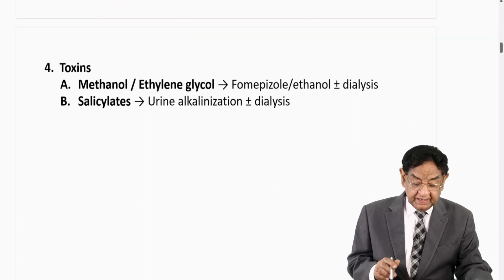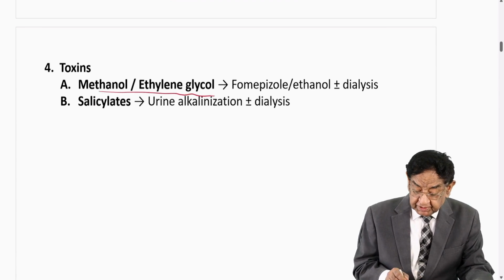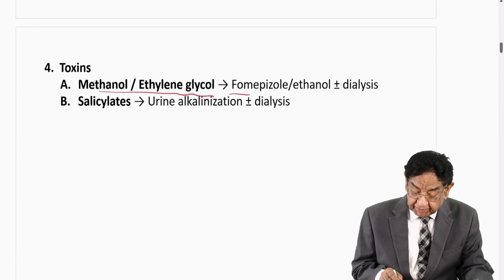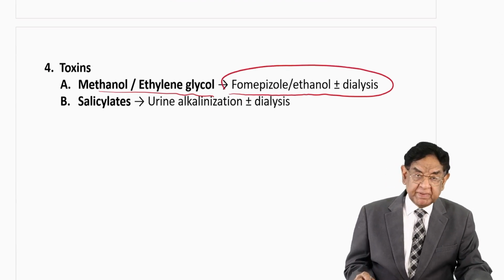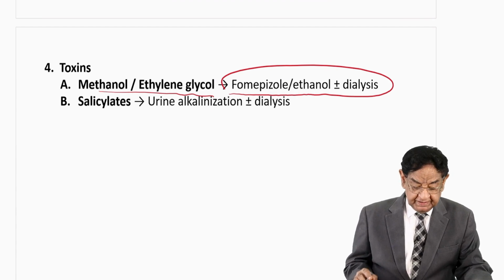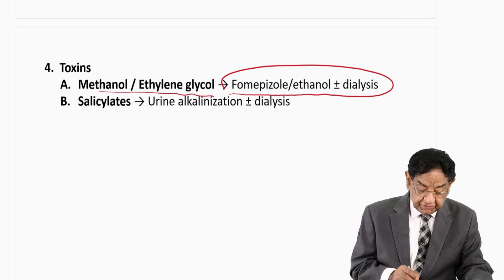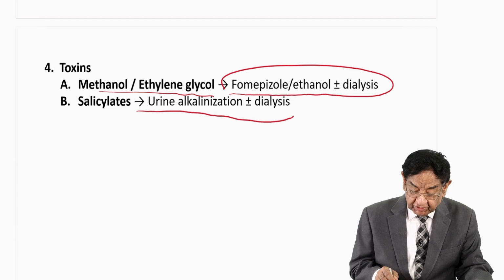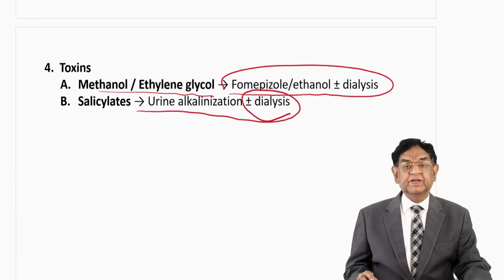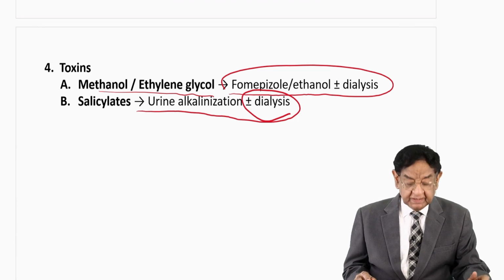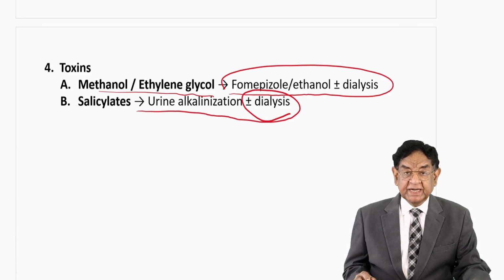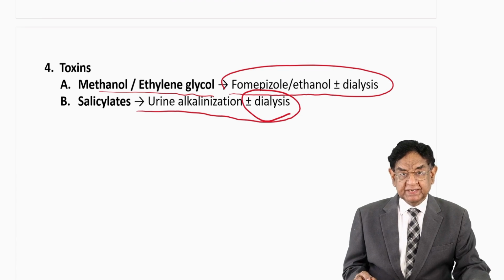Toxins like methanol or ethylene glycol. In this case, you can give fomepizole or ethanol plus dialysis, depending on what type of poisoning and what stage of metabolic acidosis is there. Okay, salicylate: you treat by giving urinary alkalinization or dialysis also. In severe, critical cases, we may have to go for dialysis to remove salicylate. Now, a very, very important question.